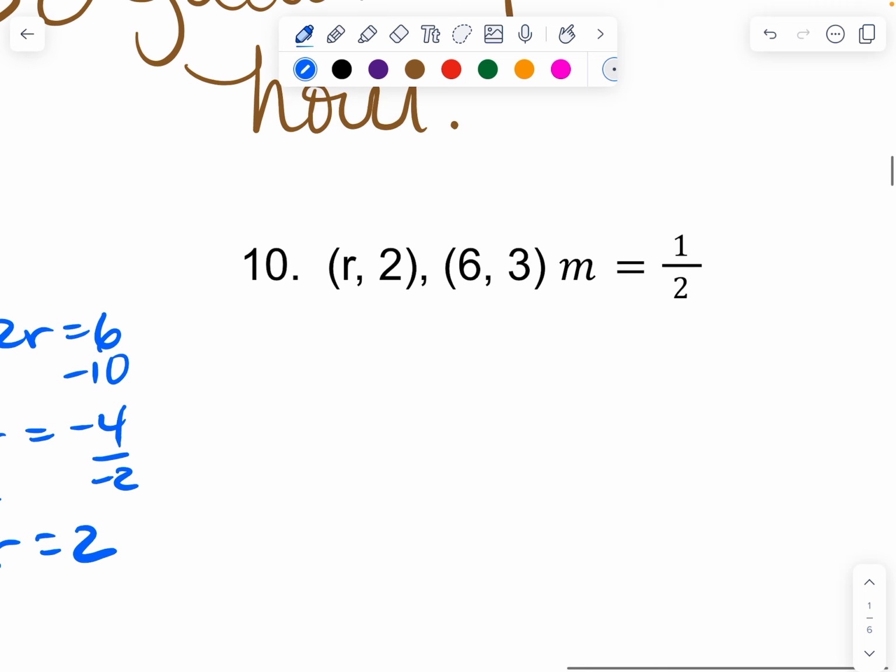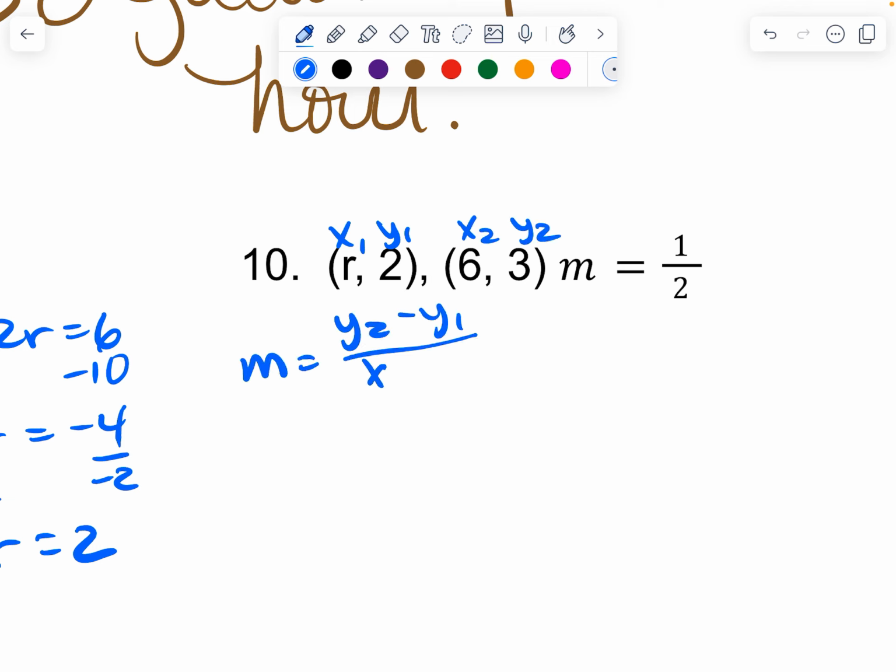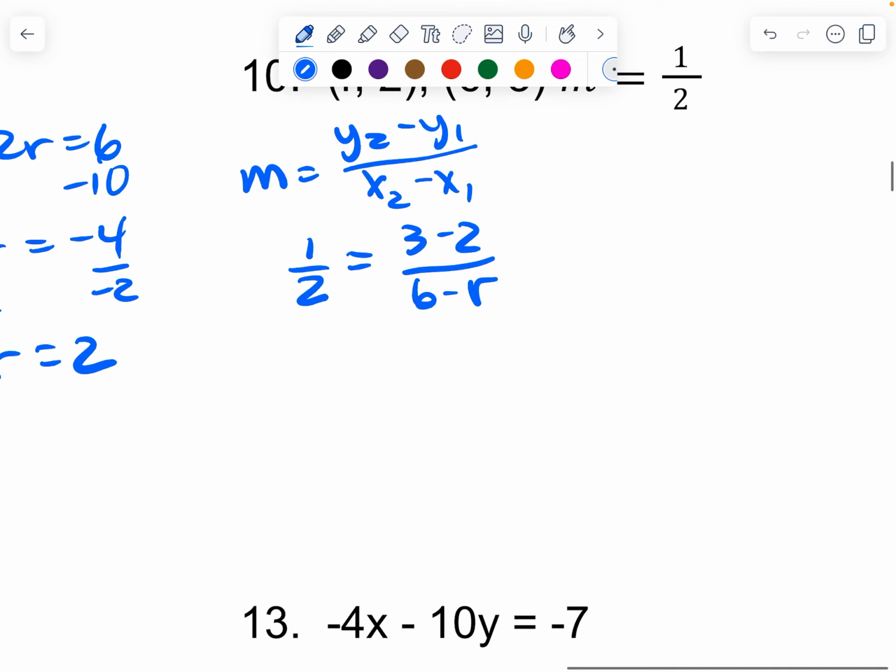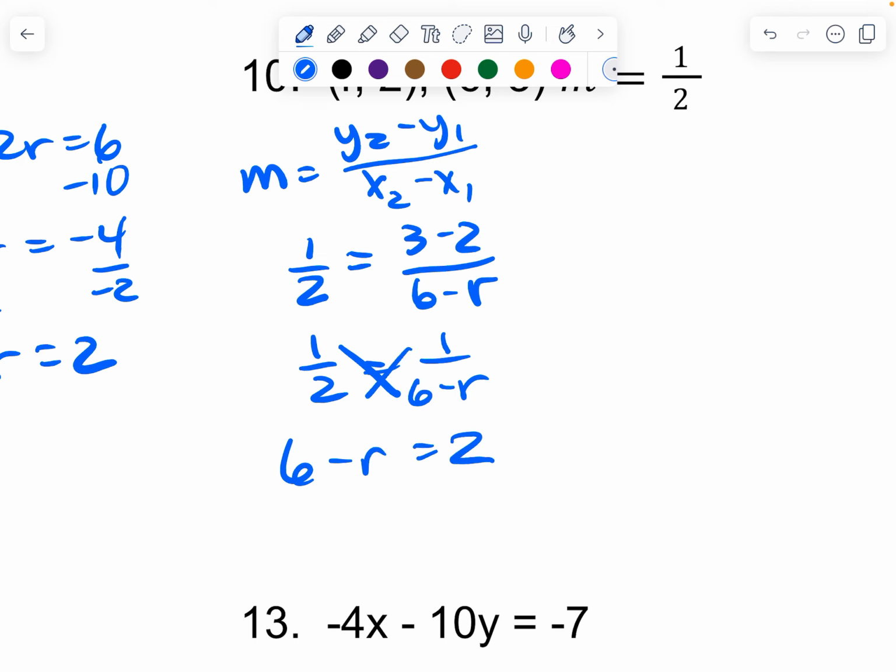Okay, next one. So again, x1, y1, x2, y2. We have y2 minus y1 over x2 minus x1. So 1/2 equals 3 minus 2 over 6 minus r. So 1/2 equals 1 over 6 minus r. Multiply, I get 6 minus r. Multiply, I get 2. Subtract 6 from both sides, get negative r equals negative 4. Divide by negative 1, and r equals positive 4.